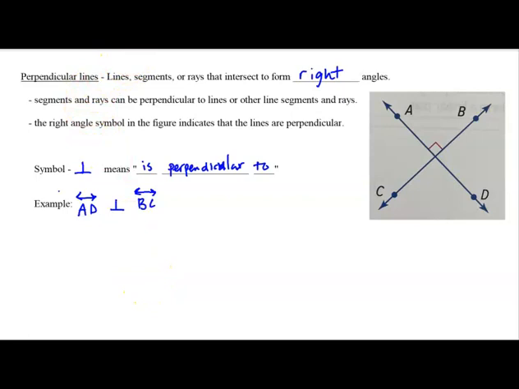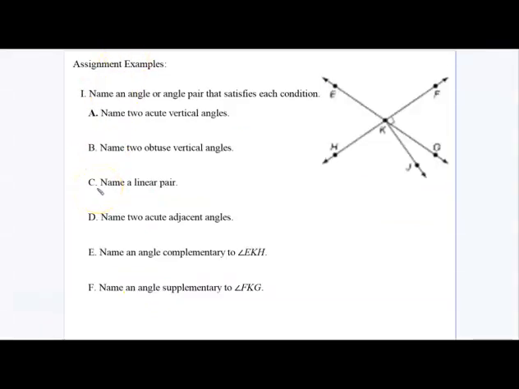Okay, so that takes care of terms. Let's do some examples like your assignment to get you ready for this, and then of course I'll have a homework help video that hopefully is there if you need it. So let's take a look just applying some of these terms, and in some cases we're going to be reviewing terms that we've learned in past lessons. The directions tell us to name an angle or an angle pair that satisfies each condition. So for letter A, two acute vertical angles.